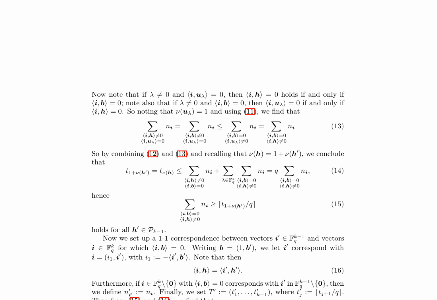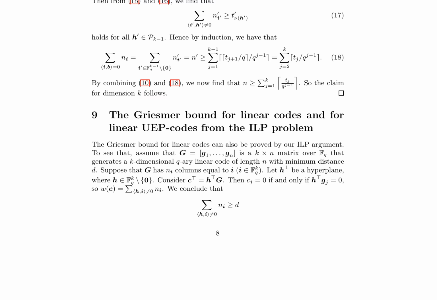Next, the authors set up a one-to-one correspondence between vectors I element of F_q^(k-1) and vectors I element of F_q^k for which the inner product with T and B equals 0. This correspondence is used to derive equation 16, which relates the values of the inner products of T and H.